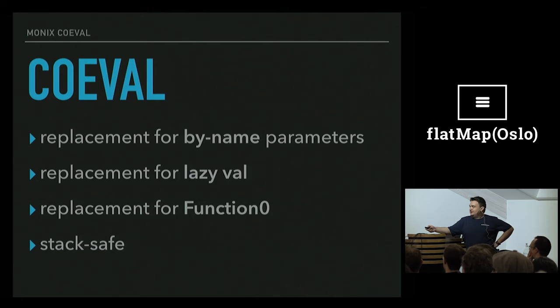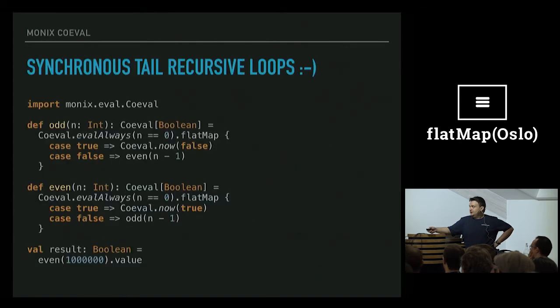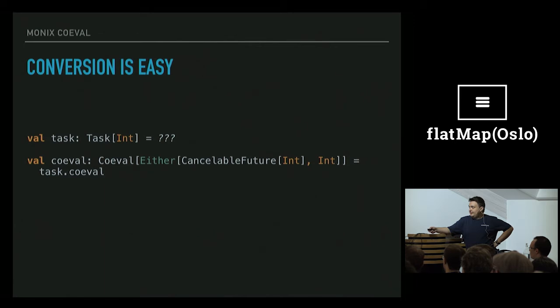And it's pretty cool because it can function as a replacement for by-name parameters and a replacement for lazy val and a replacement for Function0, and it's stack safe. And again, the mutually recursive loop that I described earlier running with Coeval. And conversion between them is easy. This is another thing I thought it's necessary to do.